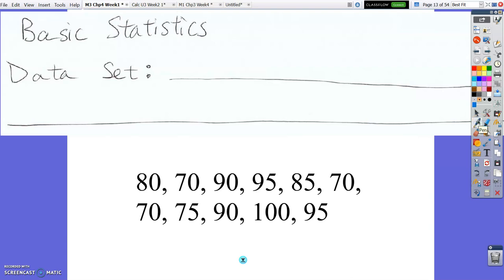Okay, so we're going to be talking about some basic statistics. This is stuff you're supposed to already know that you've probably forgotten because you haven't used it in a long time. And so what we're first going to do is define the words and then find them. So we have data set, which is a set of numbers.